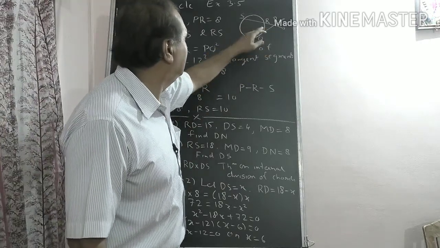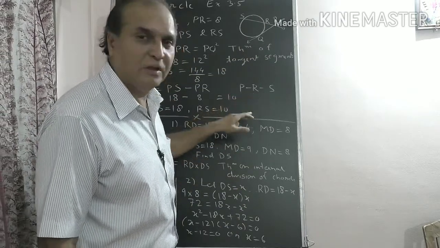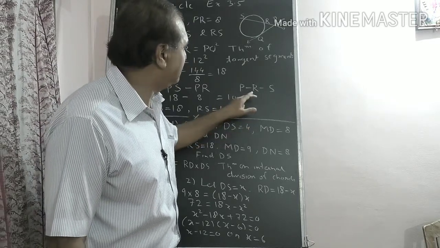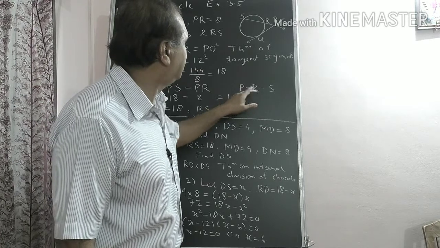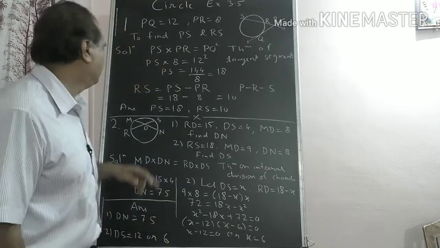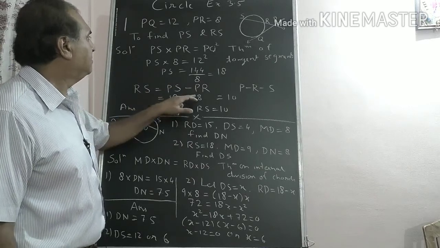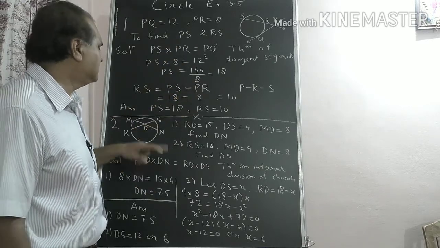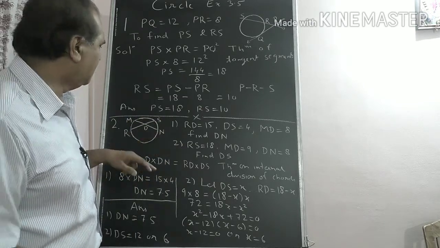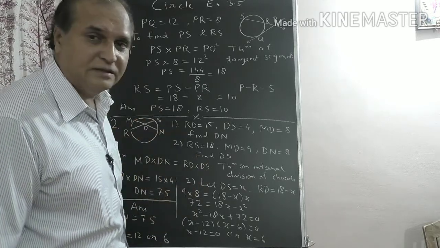Then RS is PS minus PR, right? Because the order is P, R, S. Collinearity, betweenness, you studied last year. So RS is equal to PS minus PR. PS we calculated as 18, PR is given as 8, 18 minus 8, 10 is the answer. You write the answer properly, it should look clear. PS is 18, RS is 10, finish.